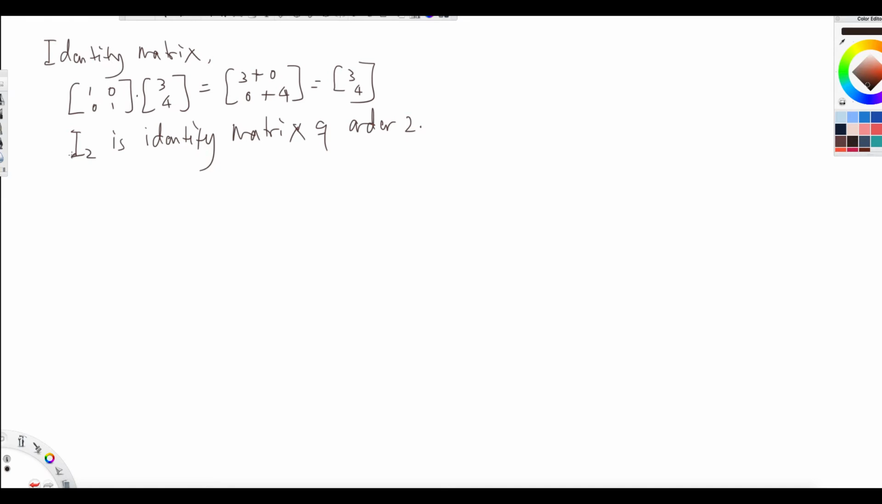If you want the identity matrix of order 3, it will be 1 0 0, 0 1 0, and 0 0 1. So basically in the identity matrix, all the diagonal elements are 1 and the non-diagonal elements are 0. This is called the identity matrix, okay? I2 is the identity matrix. Now I have to define eigenvalue and eigenvector.